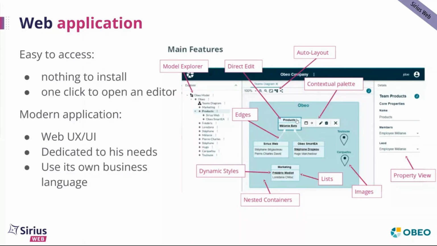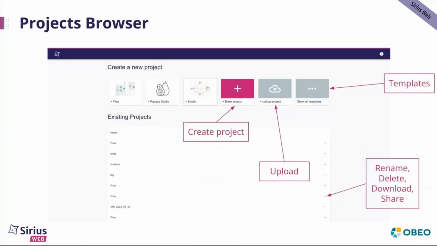Third, they will notice that Sirius Web is customized for specific needs. The application they use is dedicated to addressing the user's requirements, so it allows them to work with their own business language, enabling a more efficient and personalized experience. So, the initial page that users arrive on when they use a Sirius Web-based application is the project browser.